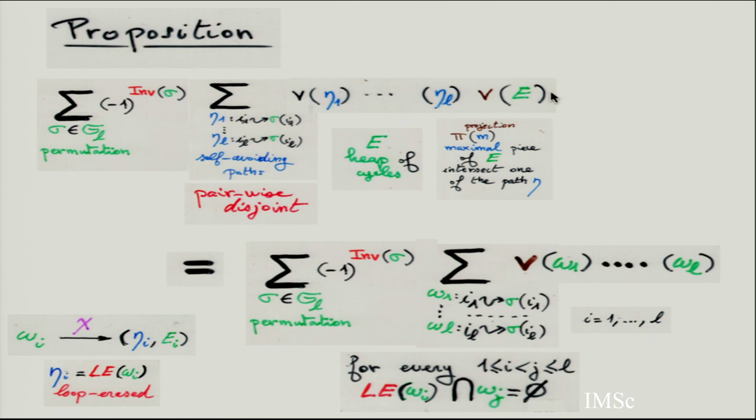So how do we go to a single heap of cycles? I am going to prove that this is equal to this. We know from Fomin's theorem that this is the determinant, the left-hand side of Jacobi. I am going to prove that this is equal to this. And this now is easy, using the power of heaps.